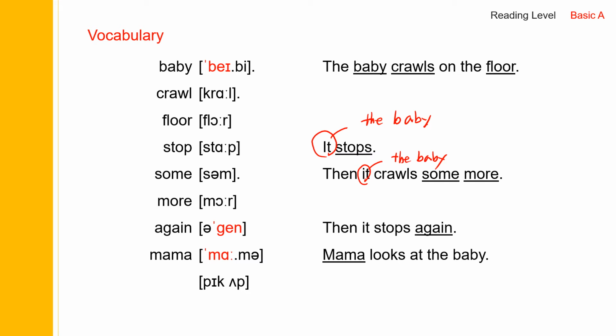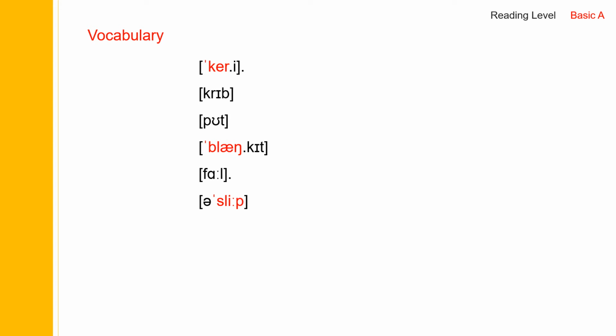The last one, pick up. Pick up spells P-I-C-K-U-P, pick up. She picks up the baby. Next one, carry. Carry spells C-A-R-R-Y, carry. Next one, creep. Creep spells C-R-E-E-P. Creep. She carries the baby to the crib.